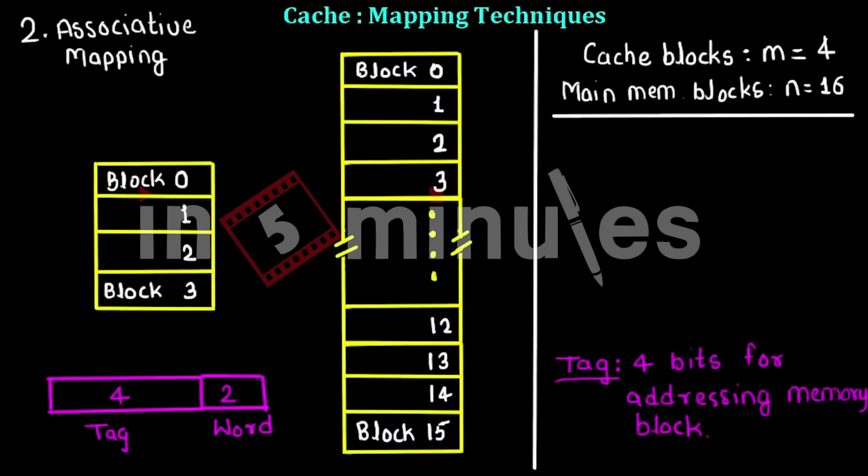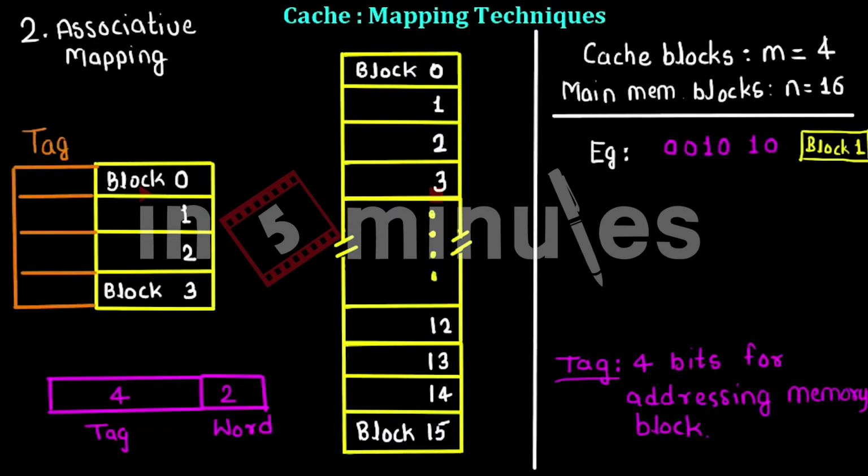In this address format, you can see that the tag field has 4 bits. Since each cache block can be assigned to any main memory block, we need to have the entire block address from the main memory placed in the cache tag memory. That is why 4 bits are required to specify the block address from the main memory. So the tag memory is going to contain 4 bits.